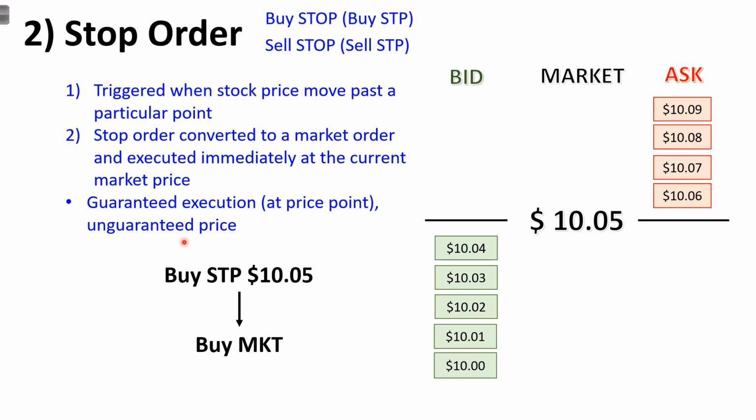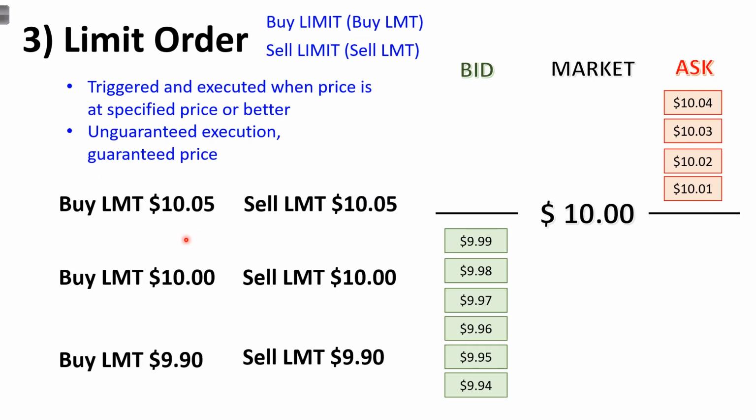So in summary, a stop order also has a guaranteed execution on the condition that your price point is reached. And since it will be converted to a market order for execution, there is once again no guaranteed price. This type of order is mostly used when we are trading, and we will talk more about that shortly. Lastly, we have the limit order.